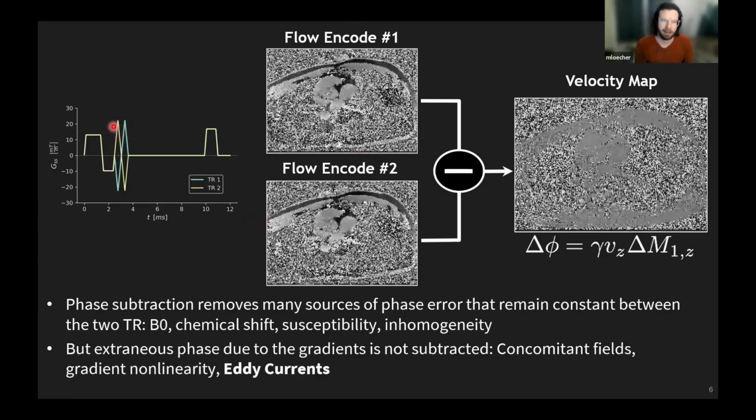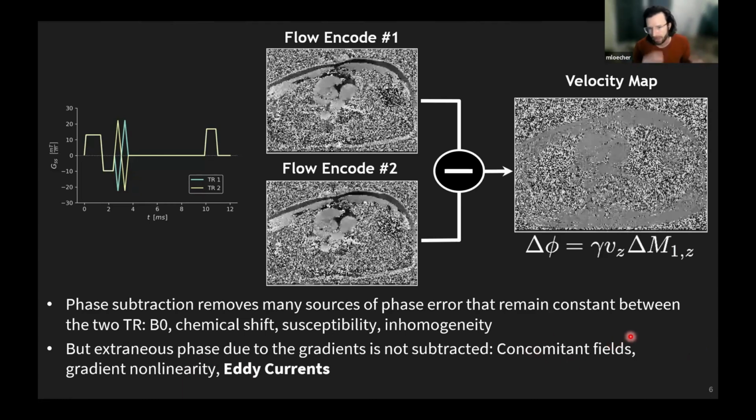However, because we need to change the flow encoding so that we don't subtract out the flow encoding too, any errors that are caused by those particular bipolar gradients, because they're being reverted, can actually get doubled instead of subtracted. And these are generally what we consider to be the concomitant fields, gradient nonlinearity, and eddy currents. And we have corrections for concomitant fields.